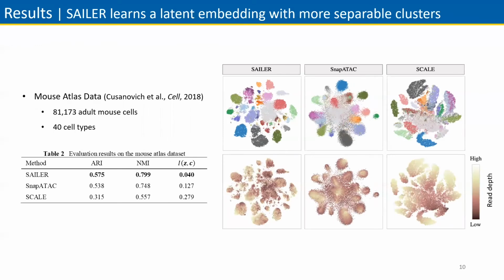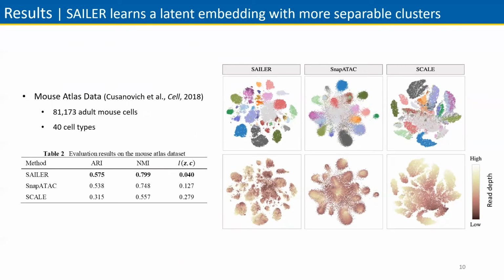We then experimented SAILER on real datasets. We first tested on the mouse atlas dataset, which contains over 80,000 cells and 40 cell types. This dataset has been previously used for benchmarking 16 different single-cell ATAC-seq computational methods. SnapATAC is one of the leading methods, and also the only method that could finish processing this entire dataset, in around 11 hours. In terms of clustering metrics, SAILER achieves better quantitative scores at ARI and NMI.